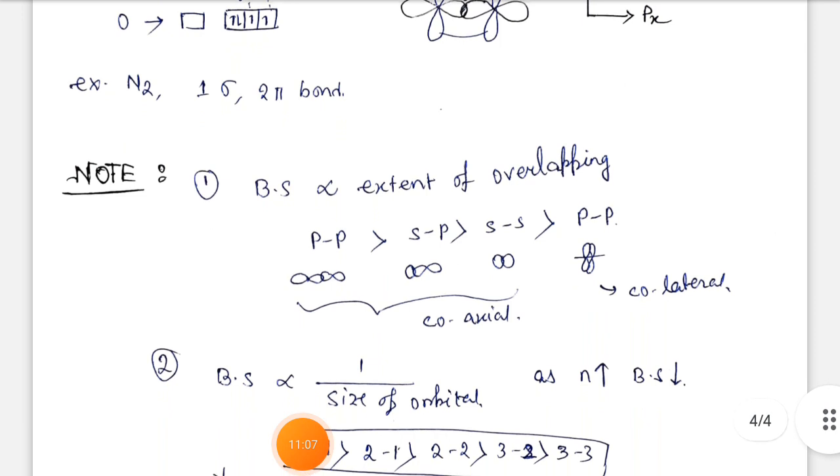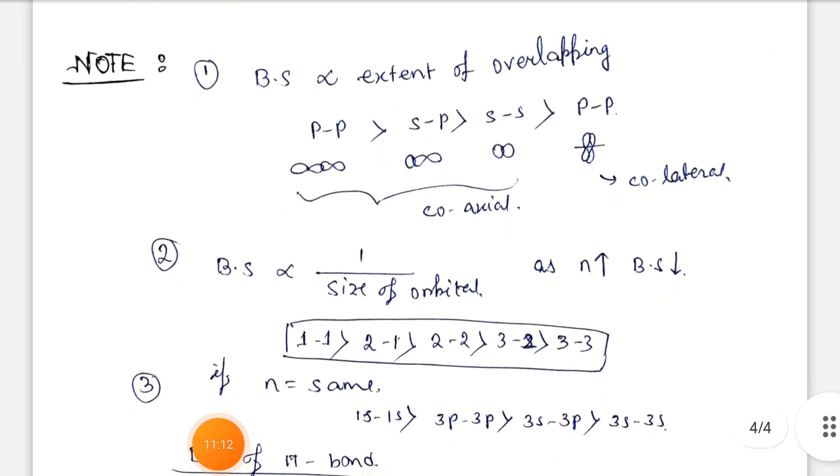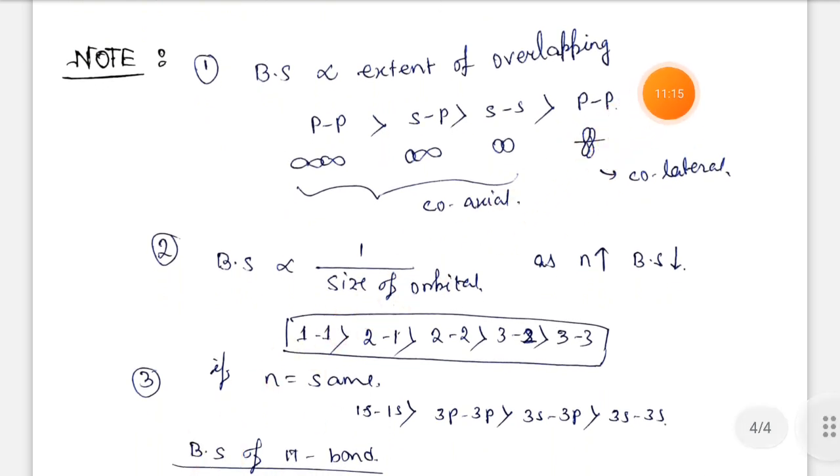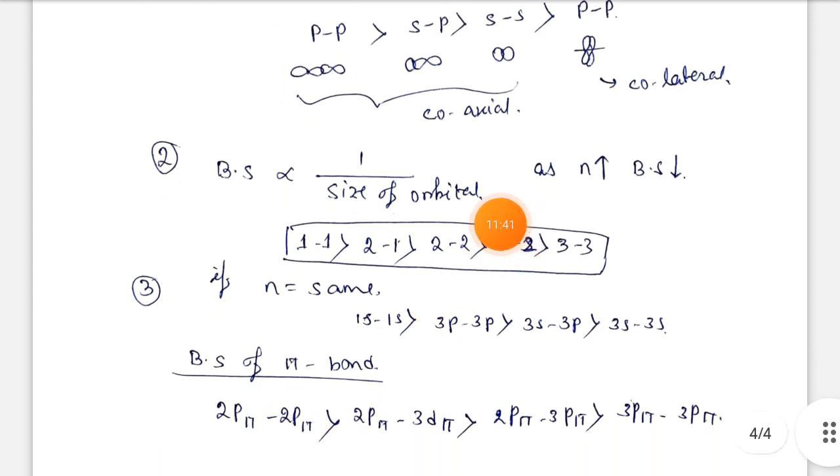Okay, next, from this topic overall I have concluded three notes. In the exam, these are what you have to remember for question solving. Bond strength is proportional to the extent of overlapping. First, pp overlapping is greater than sp, then ss. These three are coaxial overlapping, and a sigma bond is formed by them. Next, pp overlapping forming a pi bond, that is collateral bonding. Next, bond strength is inversely proportional to the size of the orbital. If n increases, bond strength decreases, where n is the principal quantum number.